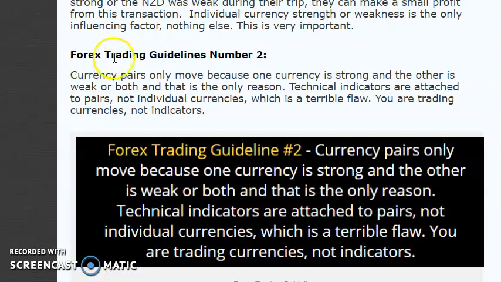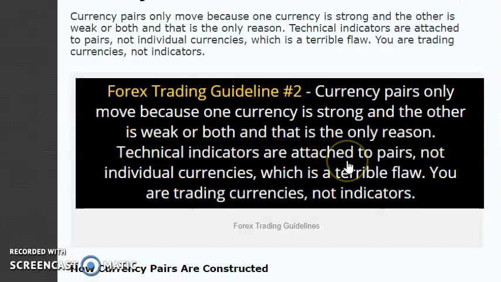So individual currencies. The second guideline is currency pairs only move because one currency is strong and the other is weak. So if the exchange rate for the New Zealand US dollar goes up or down, that's the only thing that matters. And that technical indicators, if you attach them to the pairs and you do not consider what's happening with the individual currencies, you're making a giant mistake.